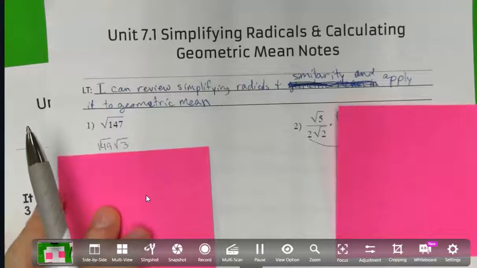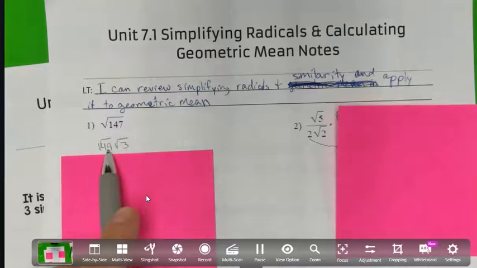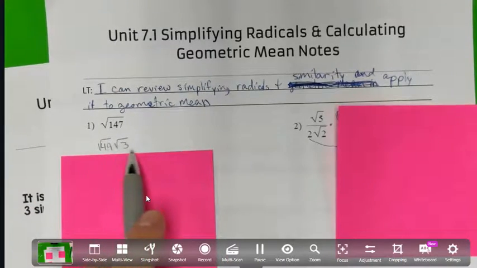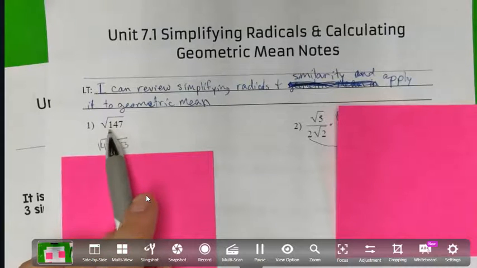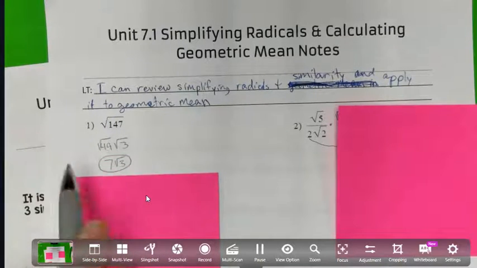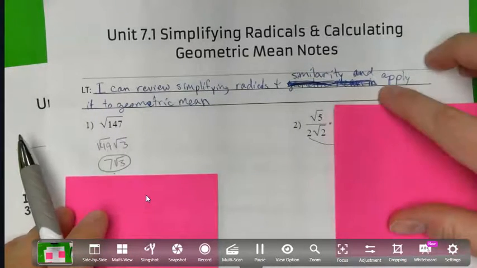So if you take 147 and divide it by 49, you get 3. So these two are factors of 147. And then you take the square root of 49 and you get 7. So 7 root 3 would be your final answer.